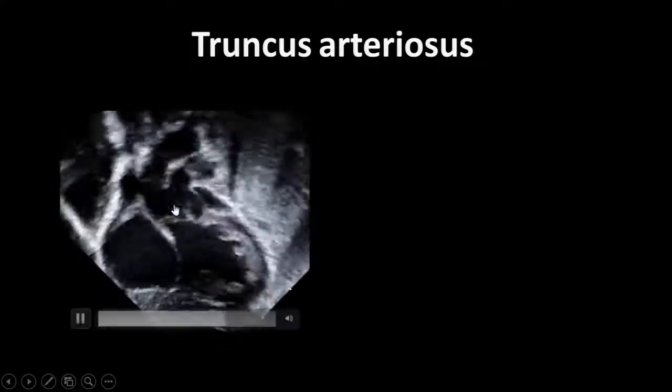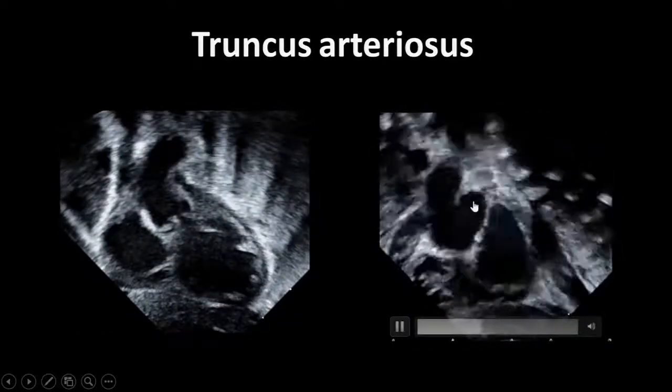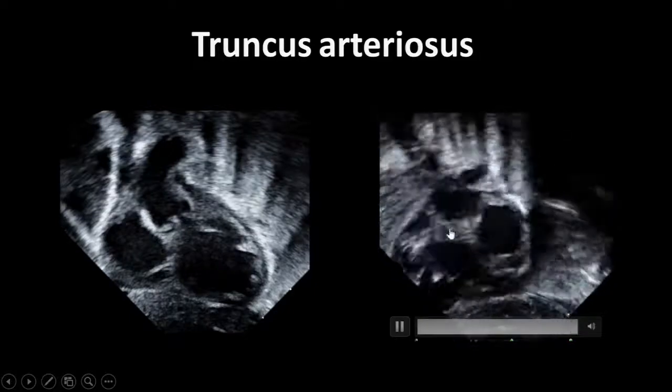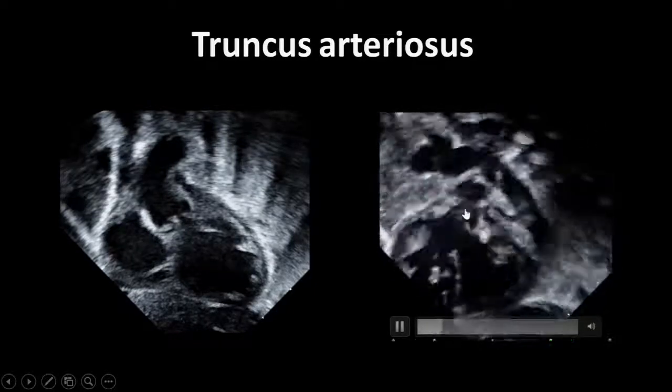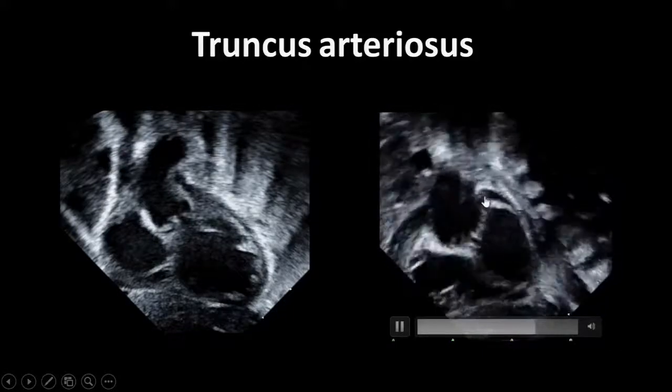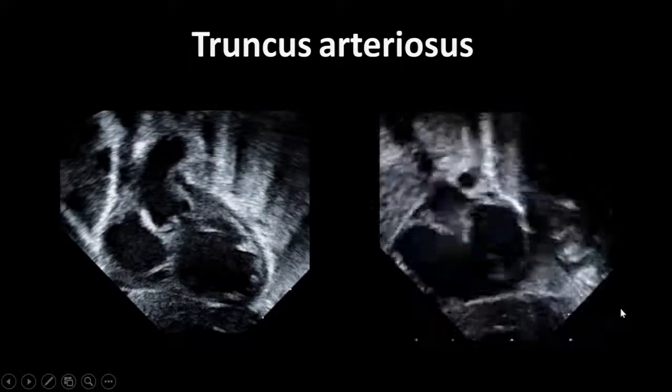I'll let it go around again there. If we rotate the transducer about 90 degrees, again you can see the single semilunar valve overriding the VSD, and then the pulmonary artery coming off posteriorly here, and there's the ascending aorta as we go through.